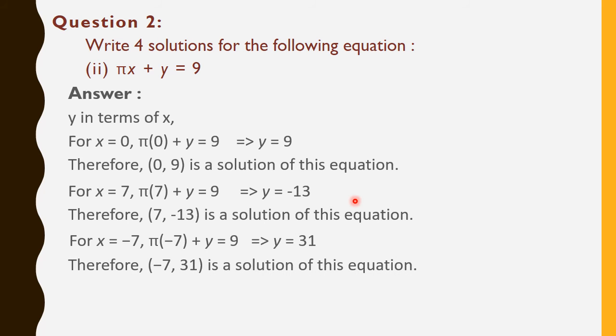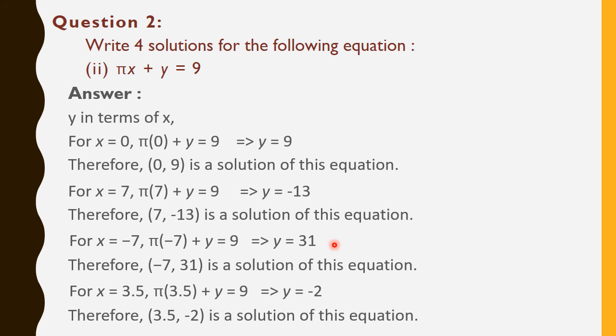Please note, I'm taking all the multiples of 7 for these particular values of x. They can be positive or negative, but always multiples of 7 so that I can cancel the denominator for pi. We have 22 by 7, so we can cancel the denominator. For that, I am taking the value of x as minus 7 in this case. So ultimately, after calculating, we will get y equals 31. So therefore, the solution will be (minus 7, 31).